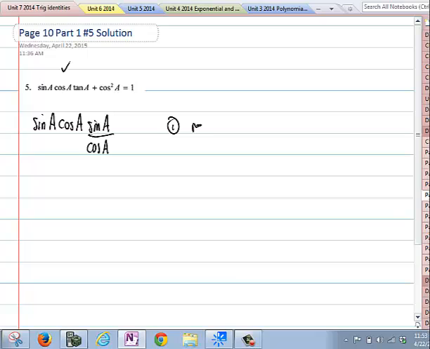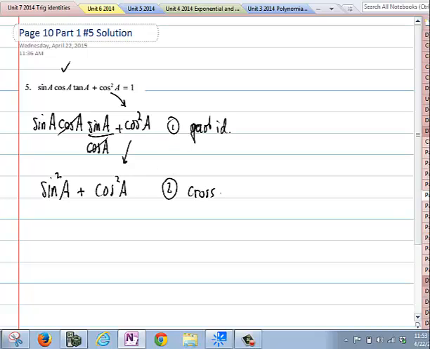So when I use quotient identity, and now I have, remember, I have plus the cosine squared of A. So now my cosines cancel, and in my next step, it's sine squared of A plus cosine squared of A from here. And that's just from cross canceling. And my last step is that equals 1, and this is Pythagorean identity.